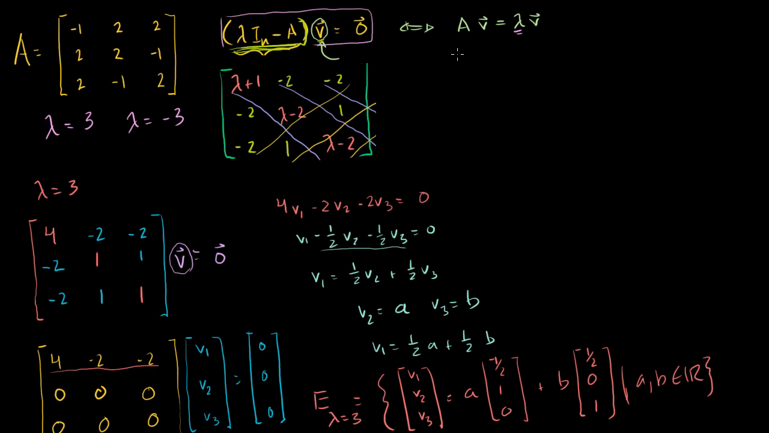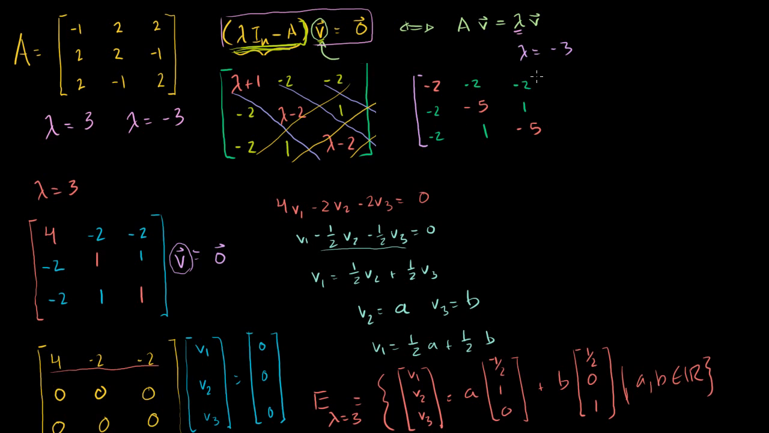So if lambda is equal to minus 3, I'll do it up here. I think I'll have enough space. Lambda is equal to minus 3. This matrix becomes, I'll do the diagonals. Minus 3 plus 1 is minus 2. Minus 3 minus 2 is minus 5. Minus 3 minus 2 is minus 5. And then all the other things don't change. Minus 2, minus 2, 1, minus 2, minus 2, and 1.